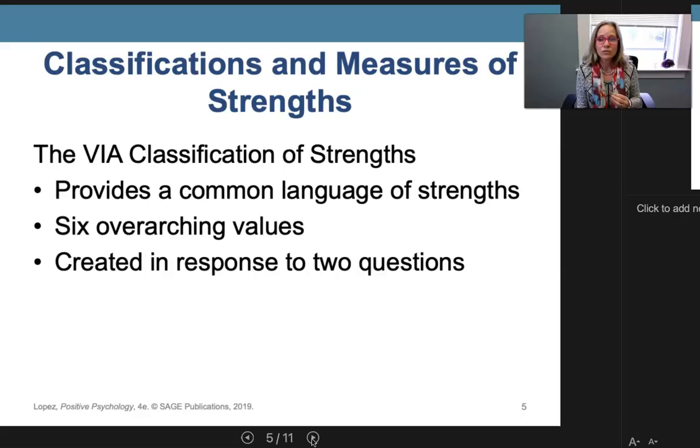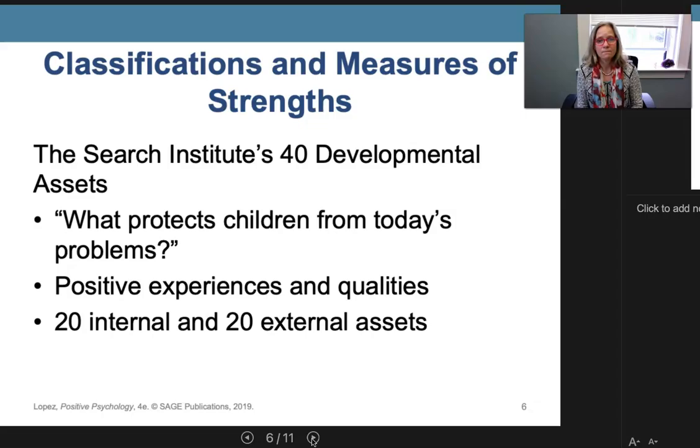There are 6 overarching values, and I want you to memorize those values because you're going to need them when you look at the movie later in the course and write the movie thought paper. So there are these 6 overarching values, and underneath each value sit these strengths. And it's created in response to questions.